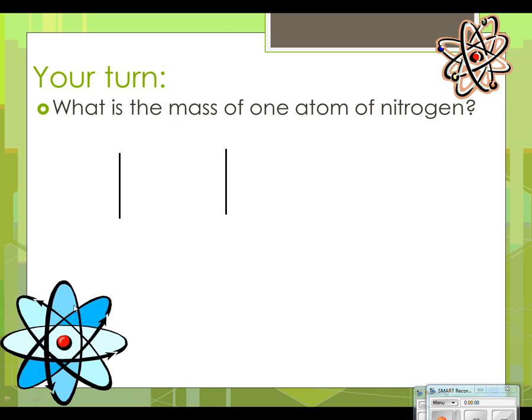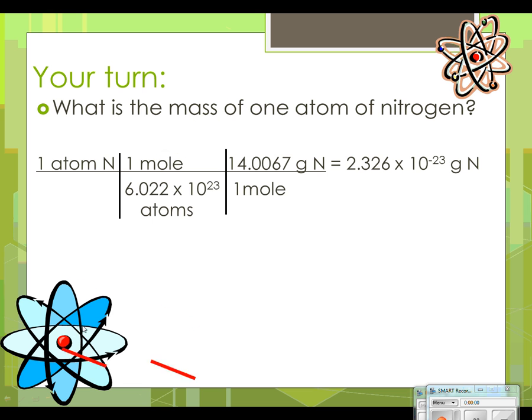So, your turn. See if you can figure out what the mass of an atom of nitrogen is. Stop or pause the video, see if you can figure it out using what we just did. Okay, I'm going to bring you back and I'm going to show you it. Hopefully you kept track of the units. And you can see that the mass of one atom of nitrogen is more because it has more protons in it.